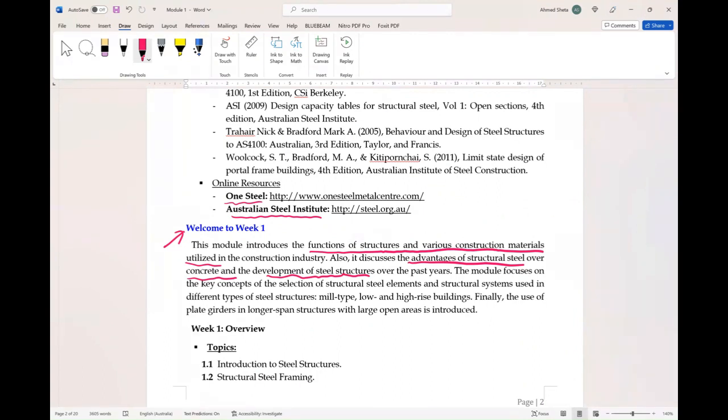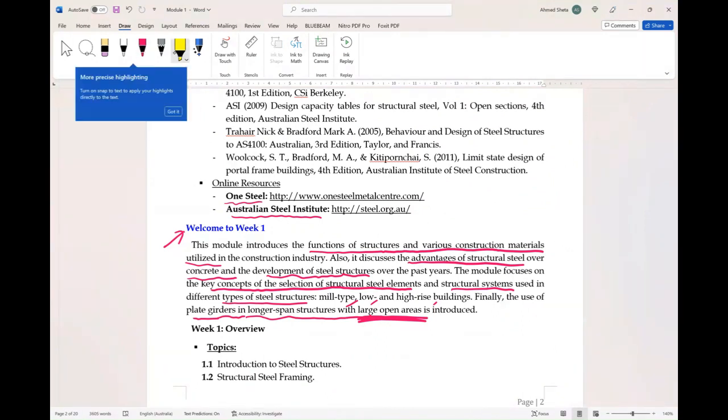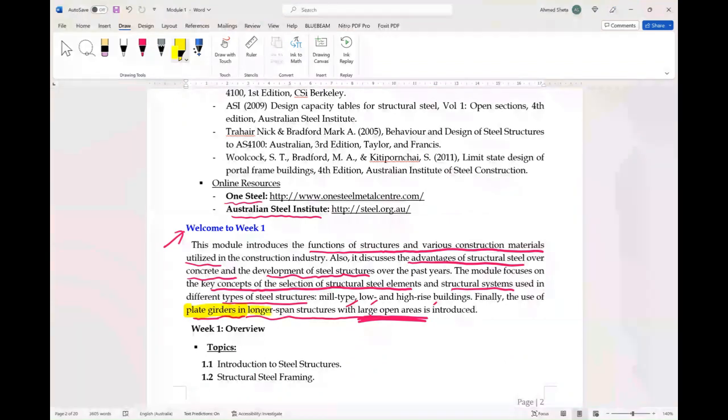The module will also focus on the key concepts behind the selection of steel structure elements and the structure systems used in different types of steel structure, like mill type, high-rise and low-rise buildings. And finally, there will be a hint about an overview of the plate girders used in longer span buildings where we need large open areas. In some cases, we need large span areas without any intermediate column. So plate girders will be used in this type of structure.